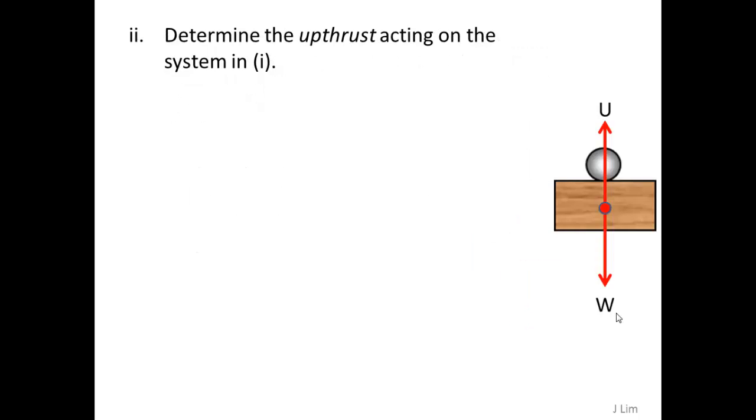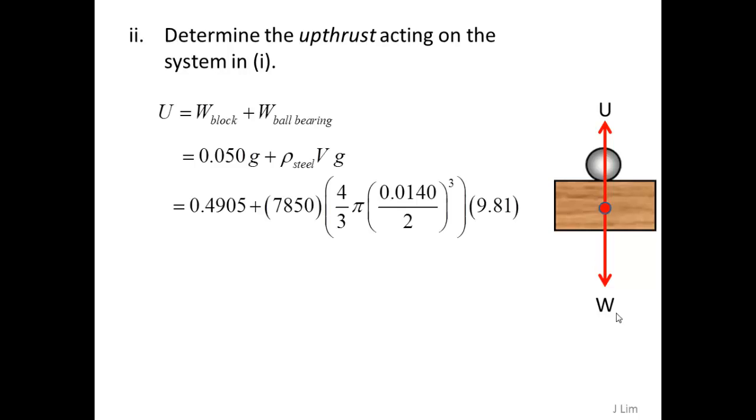Question. Determine the upthrust acting on the system. The upthrust is equal to the weight of the block plus weight of the ball bearing. So the weight is given by mg, and m is given by density times volume. So substituting values, this is what we have, and the upthrust is 0.61 Newton.